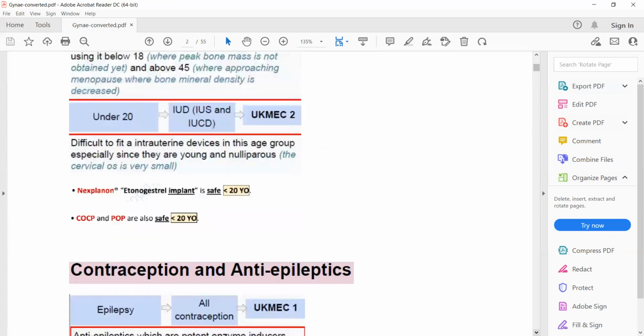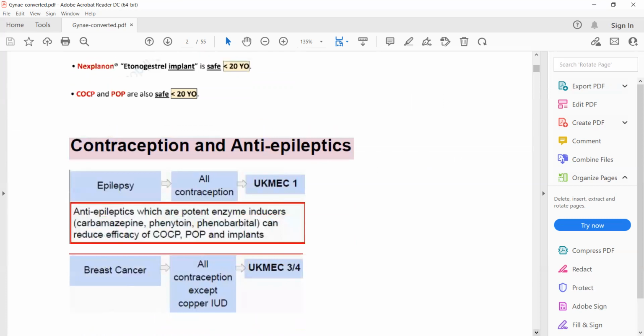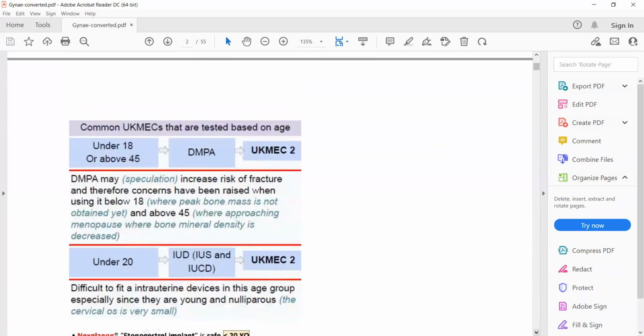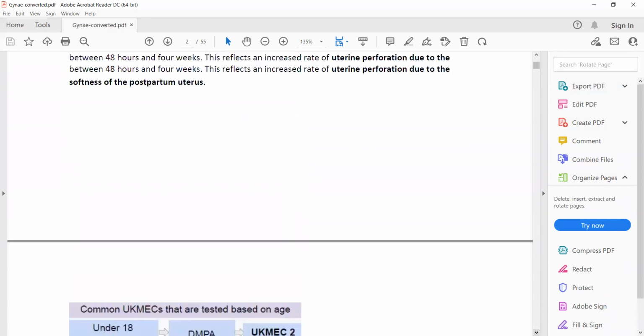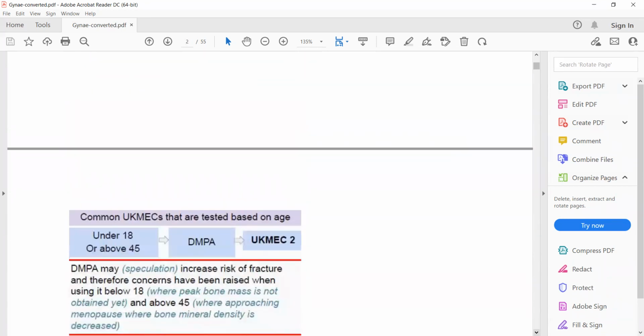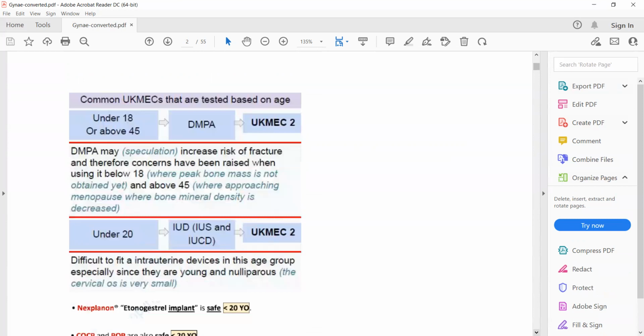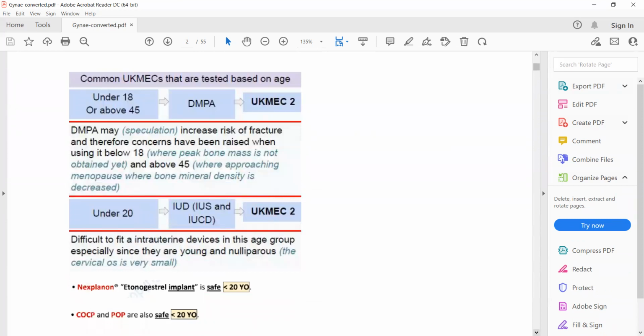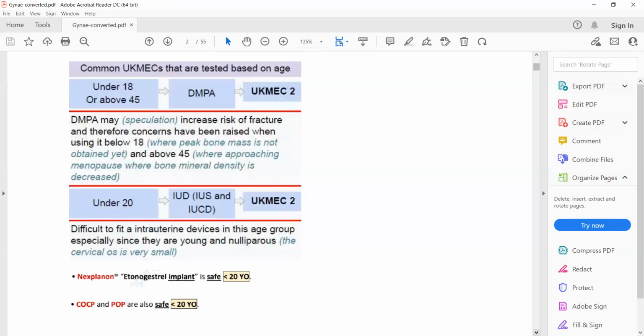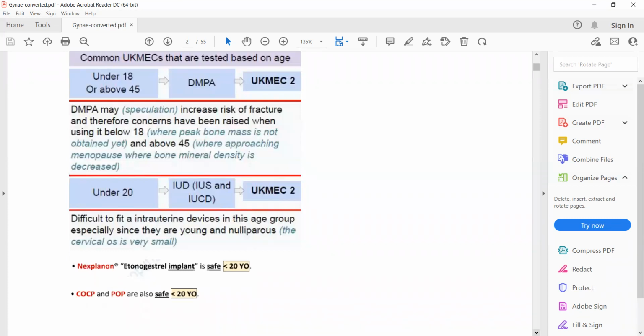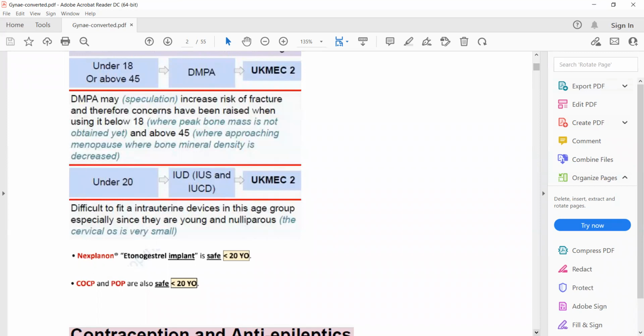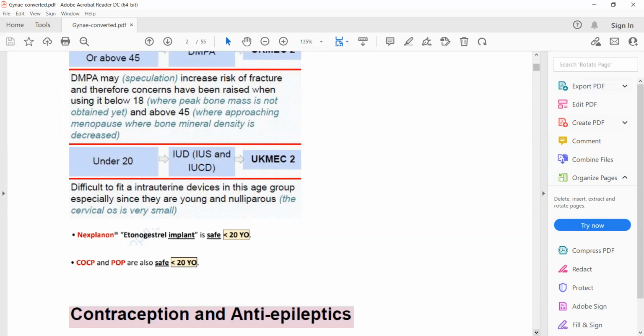So now I'll discuss different scenarios. The first scenario that we'll encounter is contraception in young patients. Contraception in patients who are less than 20 years old. Under 20, methods of contraception are UKMEC 2 or they are contraindicated. What are those methods of contraception?